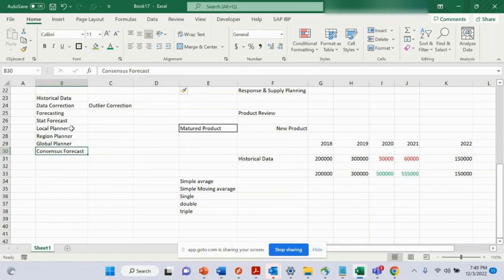Now, here comes another thing. When I was talking about how the local planner will enter, they need to have some target, like they need to think about what their warehouse is doing, how they will do the business. The same for the region planner. Now this local, region, and global planner are all sales guys, that you need to understand.